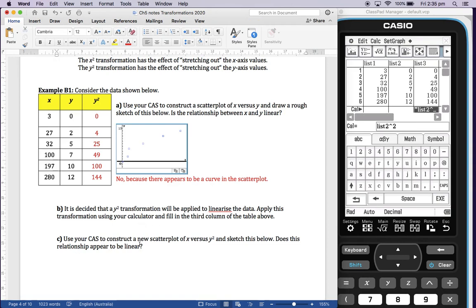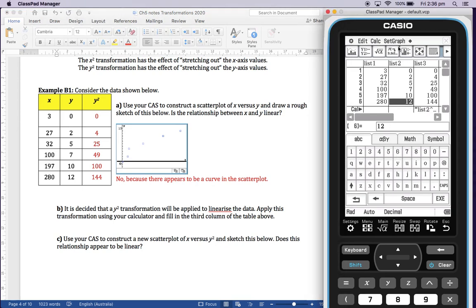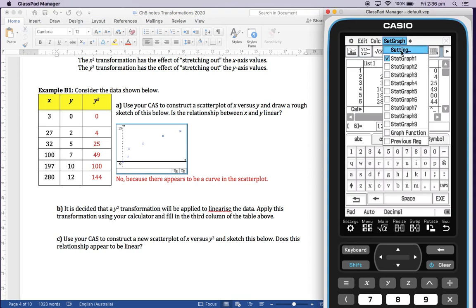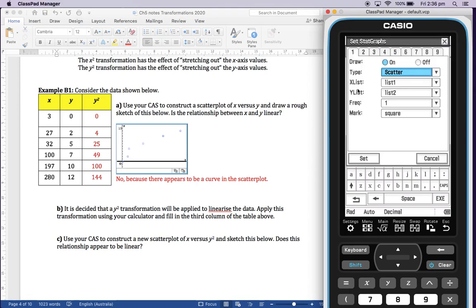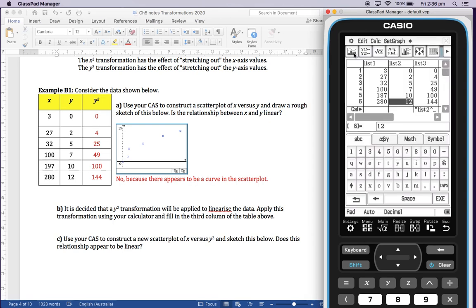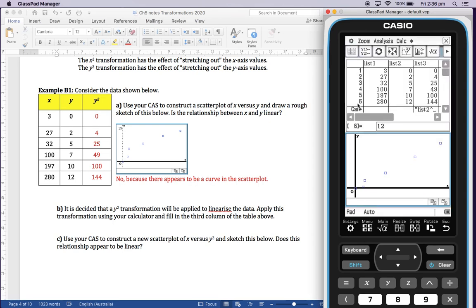Part C, use your CAS to construct a new scatter plot of x versus y squared and sketch this below. So we're going to go back to our calculator. We're going to create another scatter plot, but this time with our transformed variable. Now it's the y variable that we changed, so that becomes list 3, and we hit set. And when we sketch our graph again, we should get a different looking scatter plot, hopefully. Okay, again, we're just doing rough sketches to try to work out whether we have a more linear looking relationship.